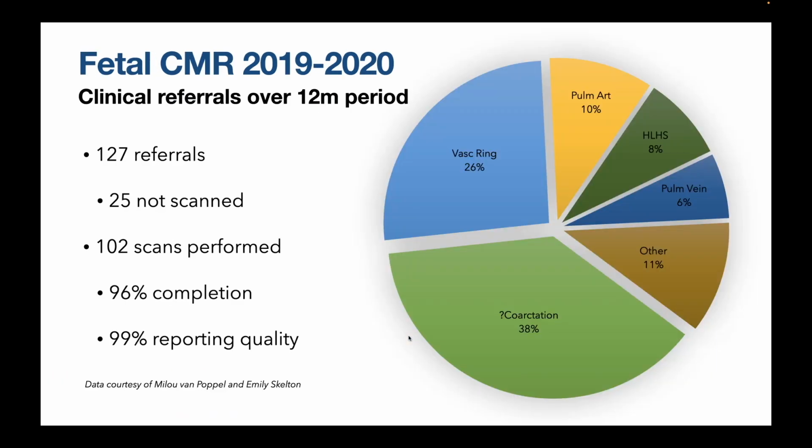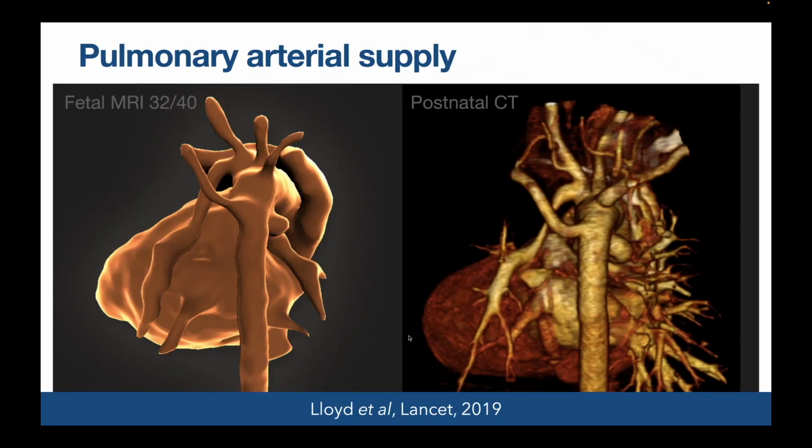This was an audit we did a few years ago, but I don't think the spread has changed that much. This is kind of what we end up seeing here. They're all vascular diagnoses, essentially, mainly coarctation, that's a big group, but vascular rings, and then other specific diagnoses, particularly pulmonary blood supply. And then just some examples.